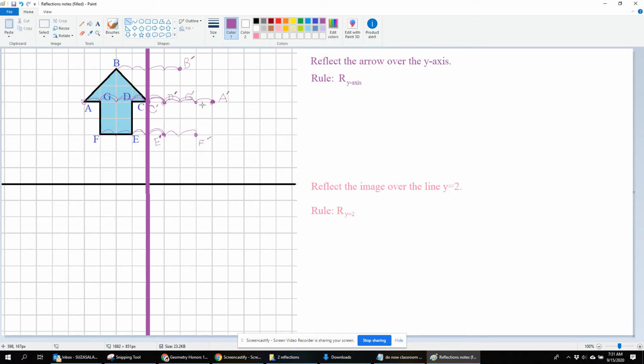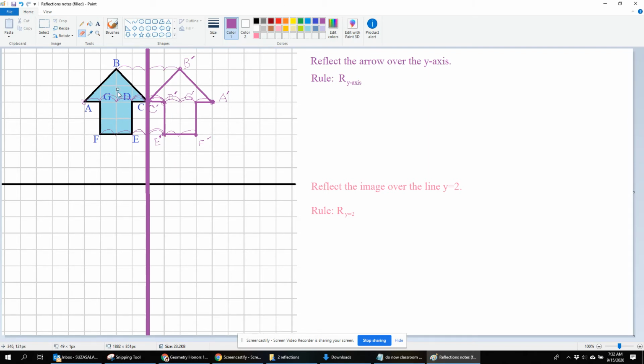So now we're just going to play connect the dots. A, oops, A connects to B, B connects to C, C connects to D, D to E. Now I have my arrow.